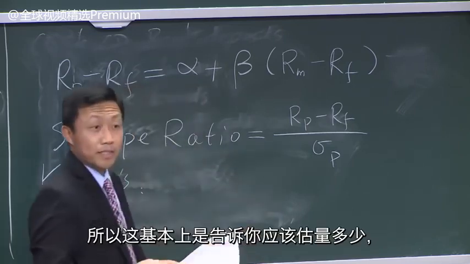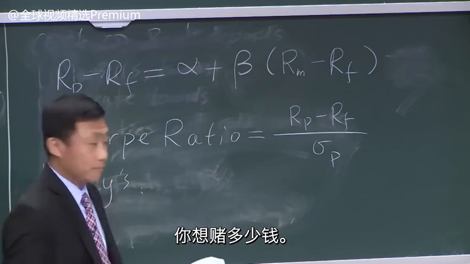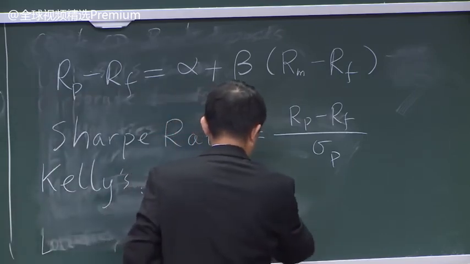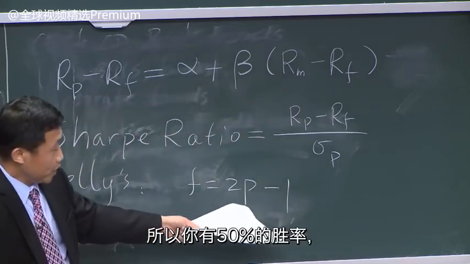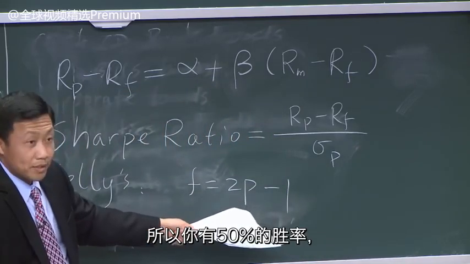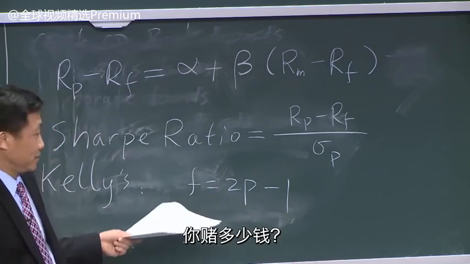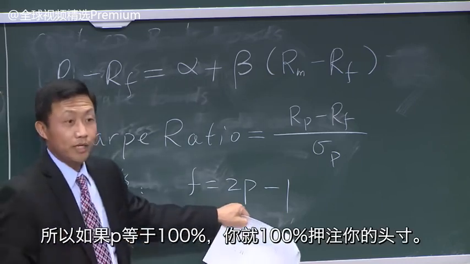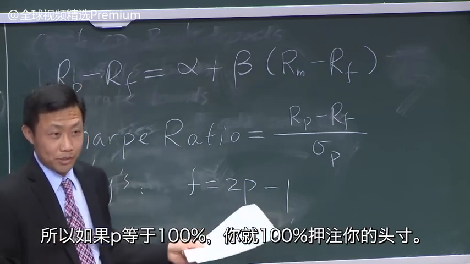So this basically tells you how much to size up, how much you want to bet on. It's a very simple formula. If you have a winning probability of 50-50, how much do you bet? Nothing. If you have P equal to 100%, you bet 100% of your position.